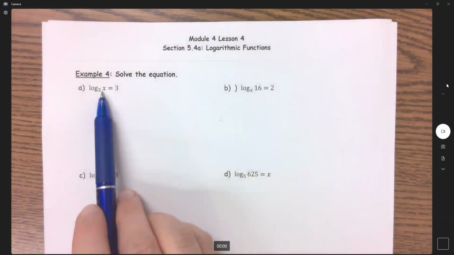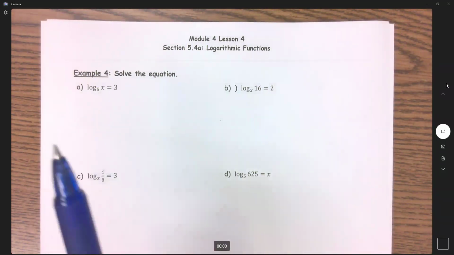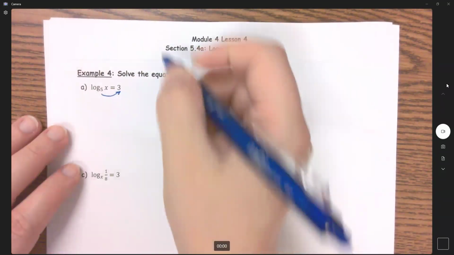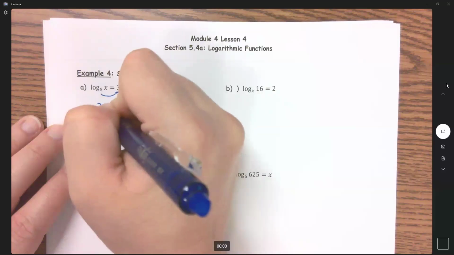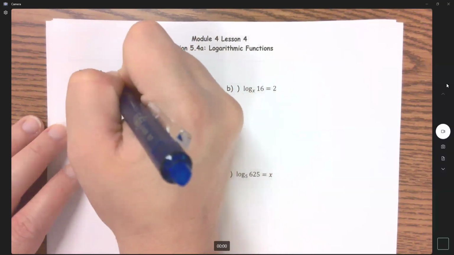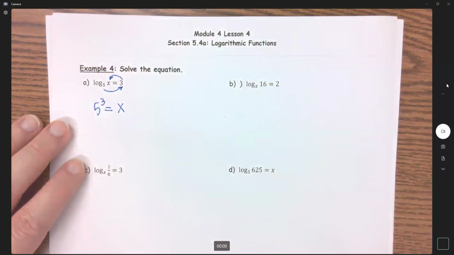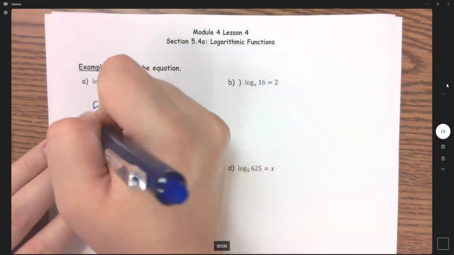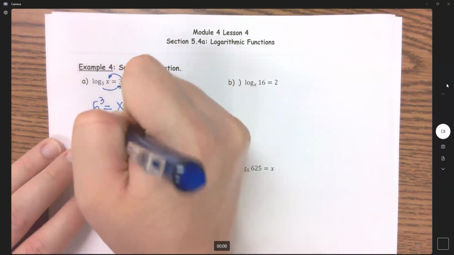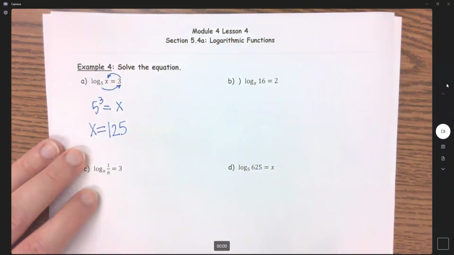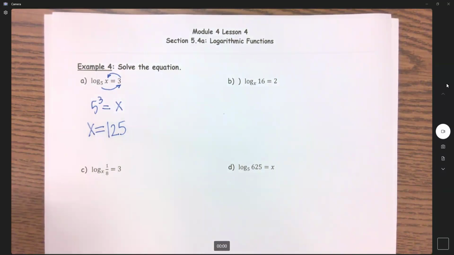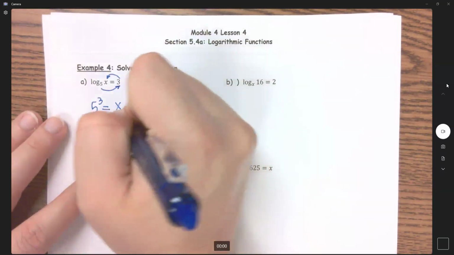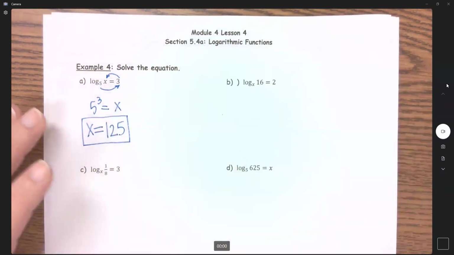So we have log base 5 of x equals 3. As an exponential, base to the other side of the equals makes that 5 cubed, and that's going to equal x. Okay, we've already done 5 cubed. 5 times 5 times 5 is 125. So we get x equals 125. Now, last time we didn't circle or box our x, but now we have equations we are solving. So now x equals 125 is my answer.